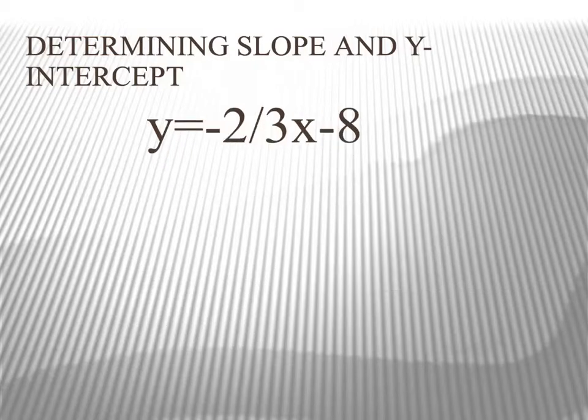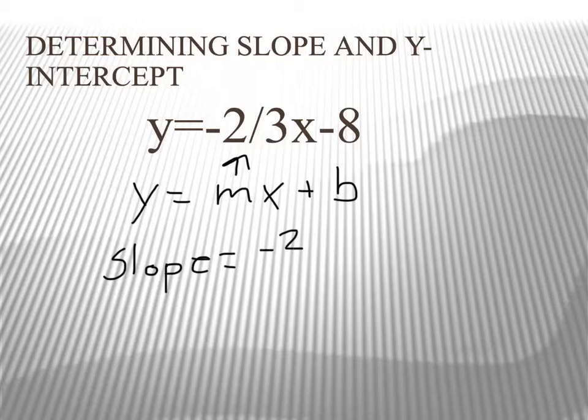Another example here, asking us to determine the slope and the y-intercept of this line. Again, y equals mx plus b. In this case, m is replaced by negative 2 over 3. So our slope is equal to negative 2/3. Our y-intercept is replaced by a negative 8.